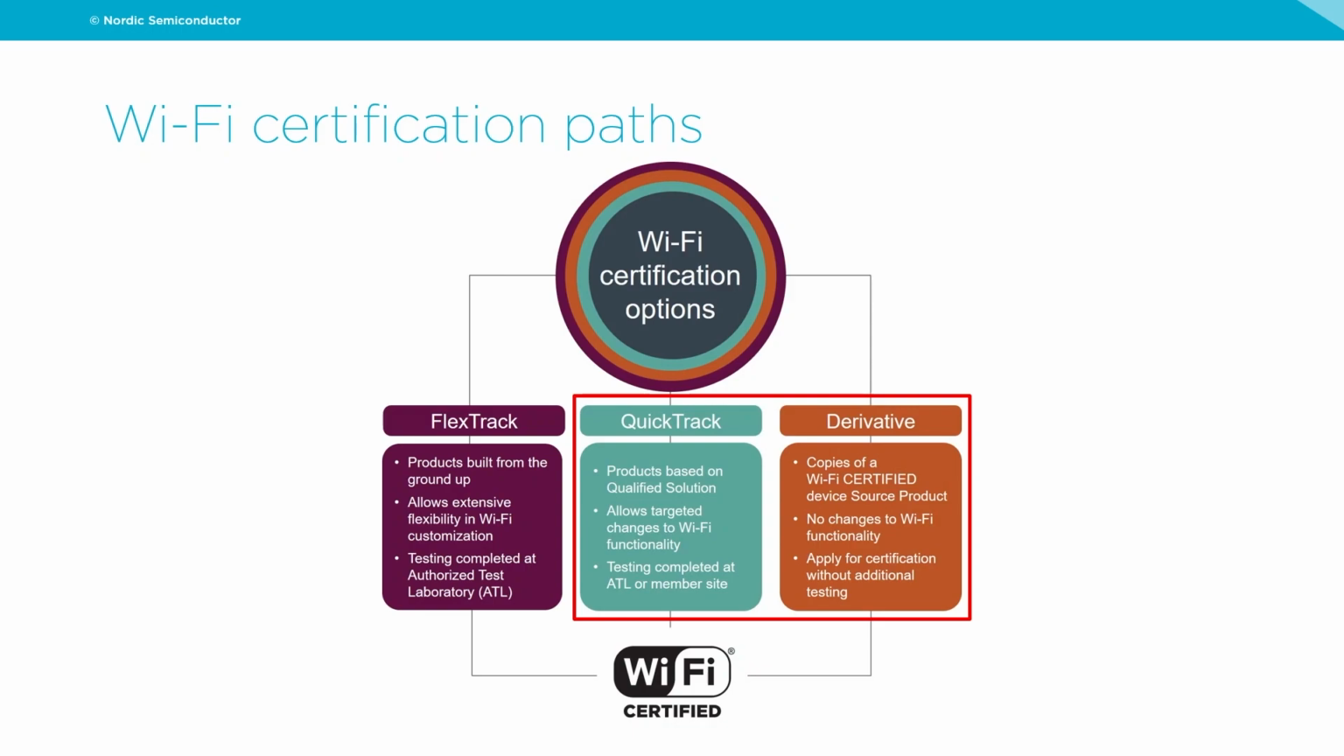Derivative path is applicable if there is no change to the Wi-Fi capabilities of an end product based on another Wi-Fi certified end product. This is typically the case for end products created using Wi-Fi certified modules. This path could also apply to an end product adaptation of an existing Wi-Fi certified product. You can find more details regarding Wi-Fi certification following the link at the bottom.